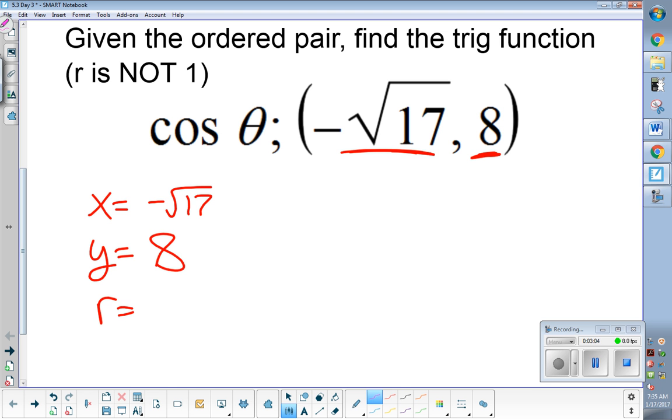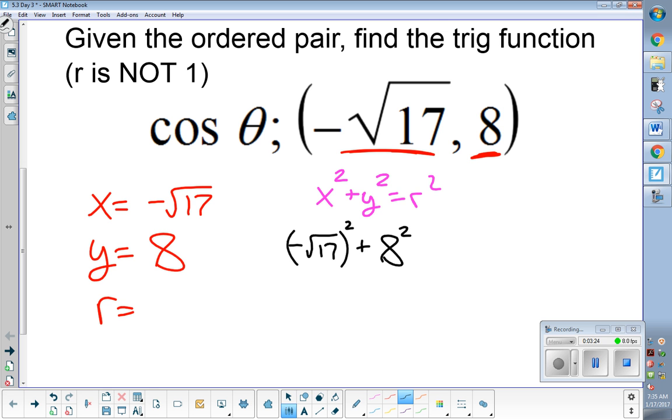I've got x and y. I'm trying to find r. Anytime we've got 2 and are missing the third one, we're going to do Pythagorean theorem. And we do the fancy Pythagorean theorem of x squared plus y squared equals r squared. Plug in what I got. Negative square root of 17 squared.